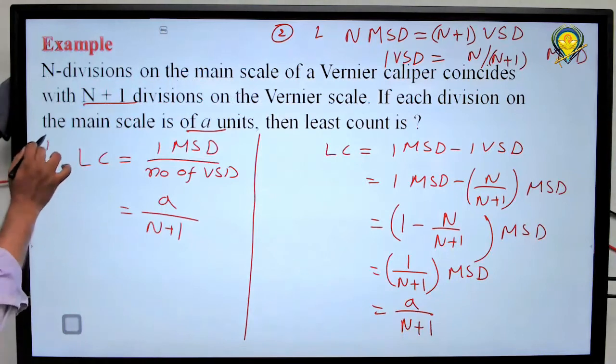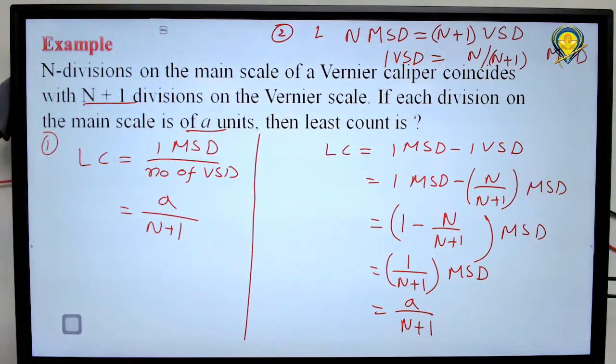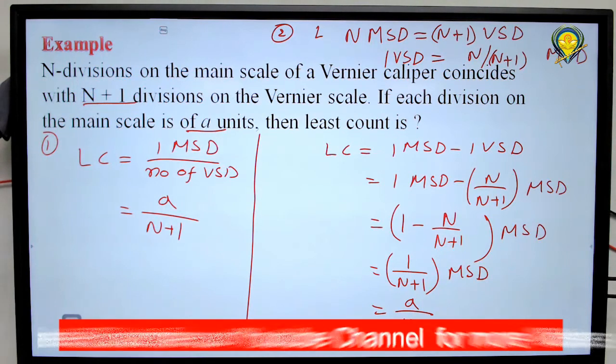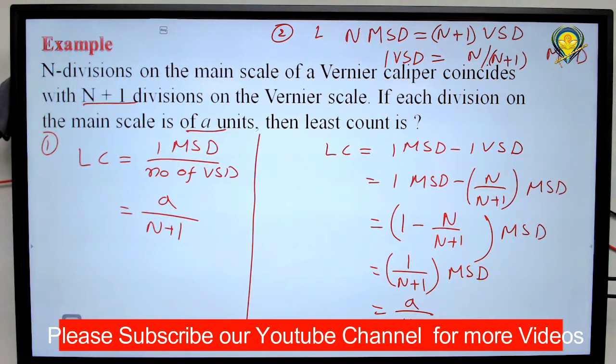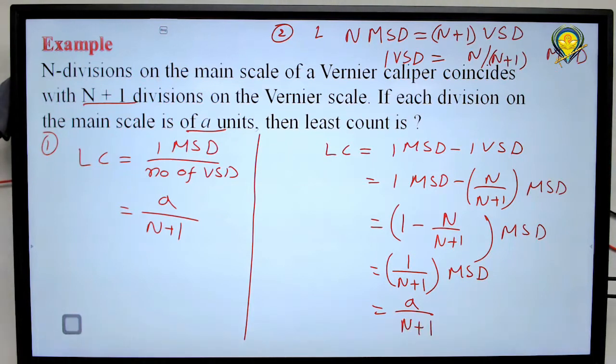So we can use the first method only when n vernier scale divisions coincide with n minus 1 main scale divisions. That means the number of lines on the vernier scale should be just one more compared to the main scale. Then we can apply the first condition. Otherwise, we need to go with the second condition. Use the first method for this, for the vernier scale division and main scale division relationship; otherwise there is no other option but the second method.